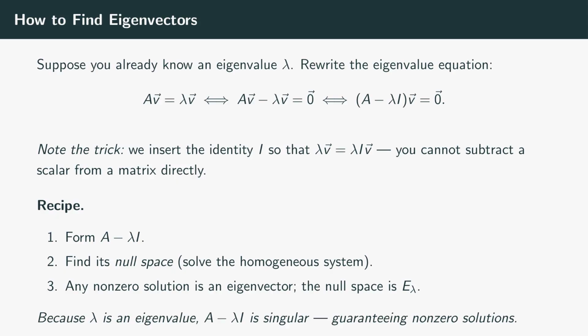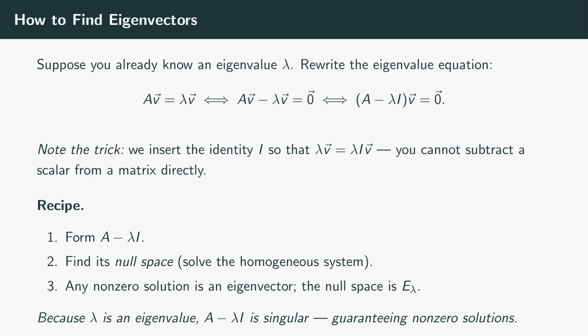Now suppose someone hands you an eigenvalue lambda and asks you to find the eigenvectors that go with it. Here is the mechanical recipe. Start from the eigenvalue equation, Av equals lambda v, and move everything to one side: Av minus lambda v equals the zero vector. We would like to factor out v, but there is a subtlety. You cannot subtract the scalar lambda from the matrix A directly, because one is a number and the other is a grid. The fix is to insert the identity matrix.